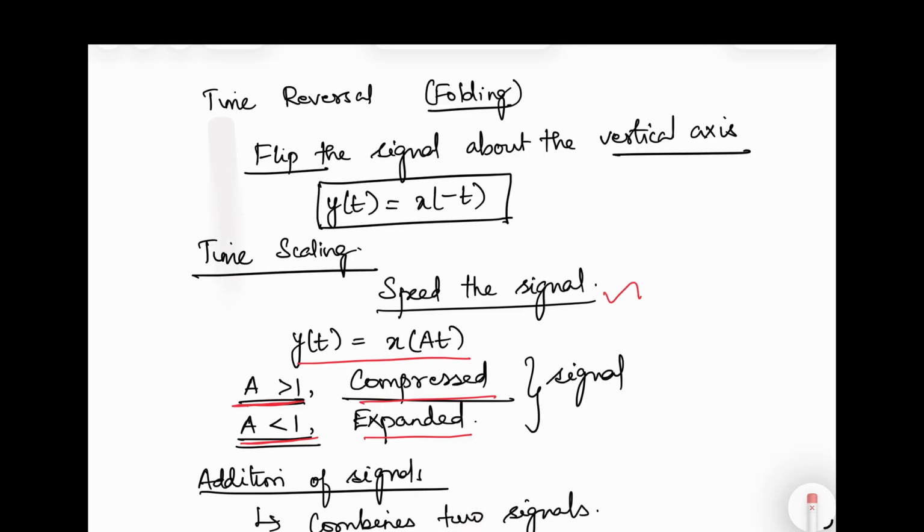Next is time reversal. You can also call it the folding of signals. You flip the signal about the vertical axis. You have a signal like this, and in case of time reversal, you just flip the signal about the vertical axis. This forms the vertical axis. All this we'll see in the problems.